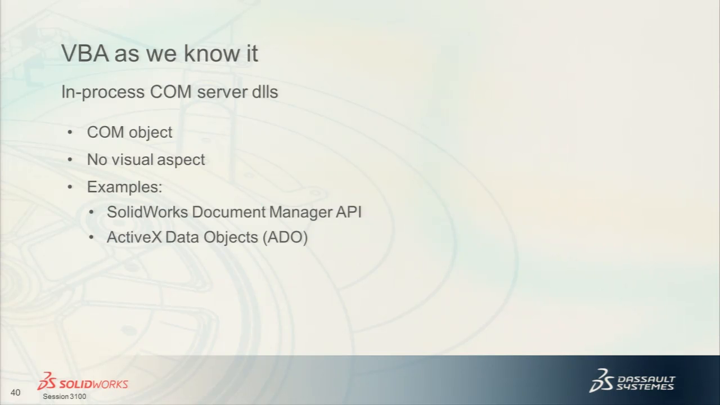Coming down one level, it's COM server DLLs, which are usually simpler COM objects because they don't have this vision, they don't need this visual aspect, they don't have these properties that are needed at design time. They don't have to hook into the entire Windows structure to show themselves in any environment, whether it's VBA or C++ or even .NET. So they're quite simple, relatively speaking. The examples I've mentioned earlier are Document Manager API or the ActiveX data object.